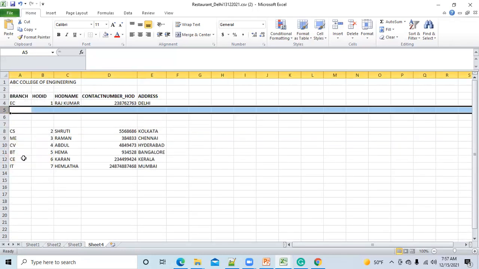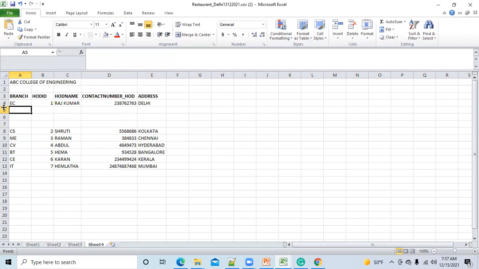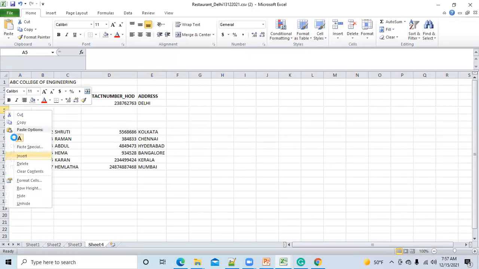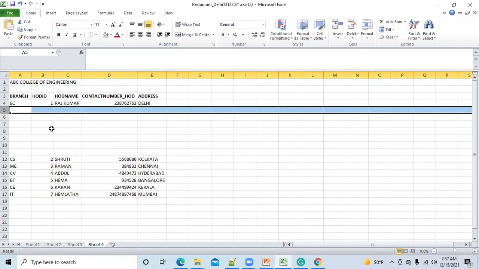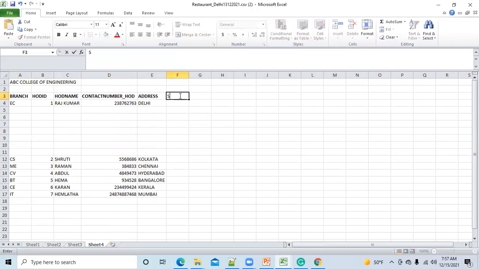Sorry, I forgot the shortcut for inserting rows. There are 8 semesters now. Let me make the semester here: the first semester up to the eighth semester. Now, in all these 8 semesters, you will have multiple subjects.